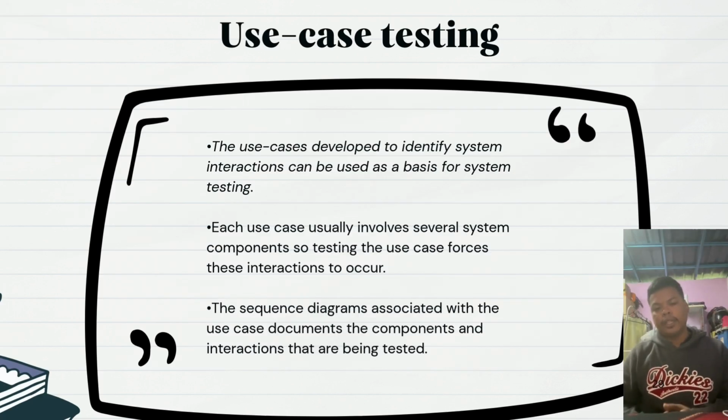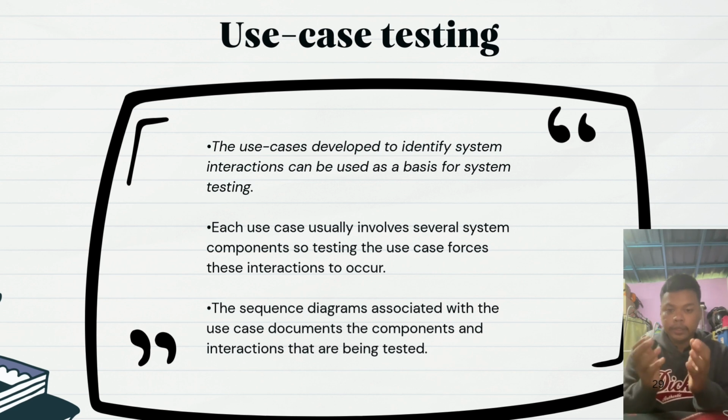The use cases developed to identify system interactions can be used as the basis for system testing. Each use case usually involves several system components, so testing the use case forces this interaction to occur. The sequence diagram associated with the use case documents the components and interactions that are being tested.